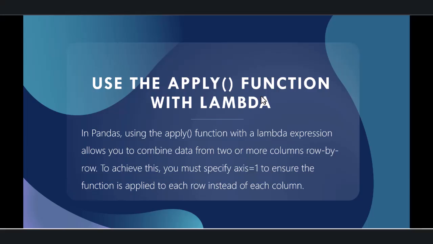In pandas, using the apply function with a lambda expression allows you to combine the data from two or more columns, row by row. To achieve this, you must specify axis equals 1 to ensure the function is applied to each row instead of each column. As I said, we can combine data from two or more columns, row by row. But in this method, you need to use the axis equals 1 parameter to ensure that the function is applied to rows, but not to columns. If you want to combine the rows, the axis needs to be 1.